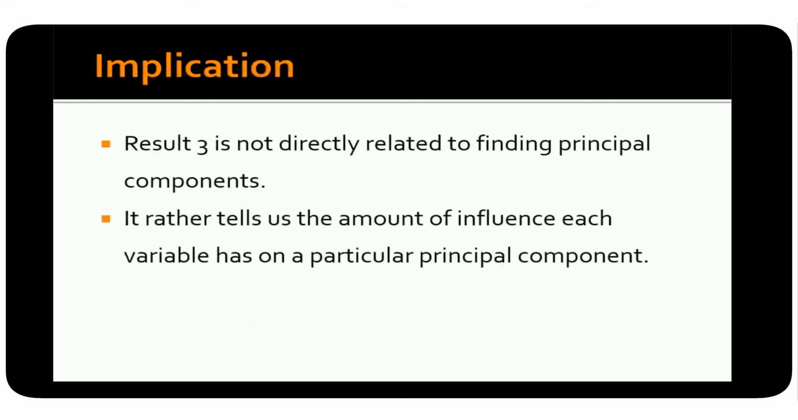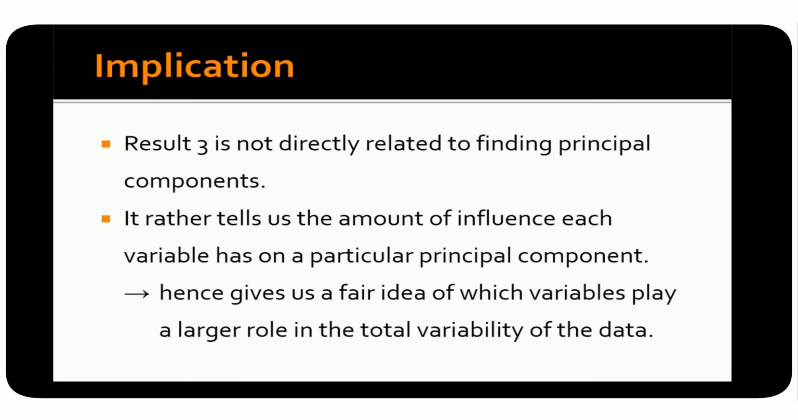Again, this correlation gives us the relationship between each of the variables and the corresponding principal component and helps us to identify how the principal components are formed. This is not important as far as building the model is concerned, getting the principal components is concerned, getting the number of variables is concerned. Those are done by the first 2 results, but this helps us to interpret the results.